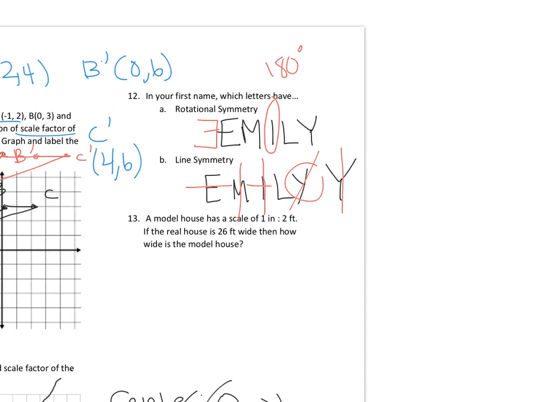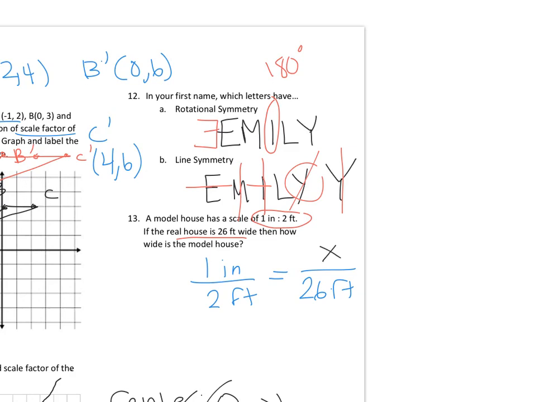And then the last one, a model house has a scale of, this time we have units, last time we didn't. 1 inch is 2 feet. If the real house is 26 feet wide, I can write a proportion for this. So 1 inch is to 2 feet as, if the real house is 26 feet, so I do put 26 feet on the bottom, how wide the model house is, X.